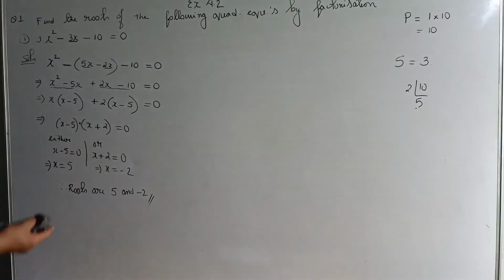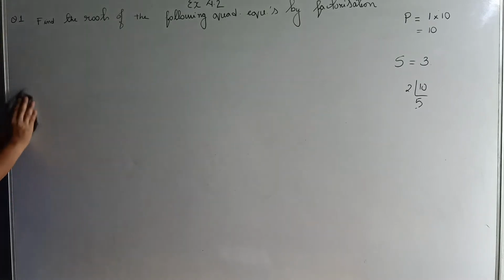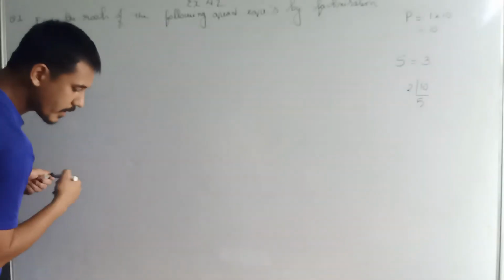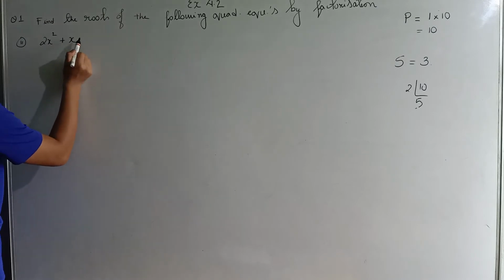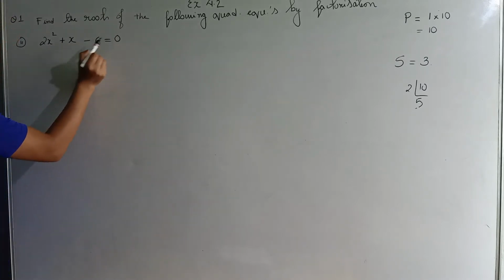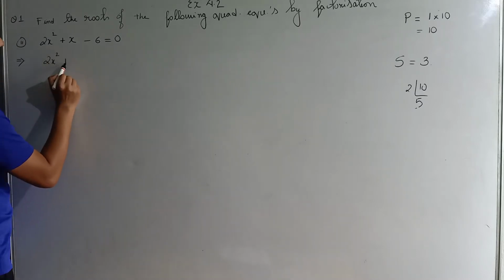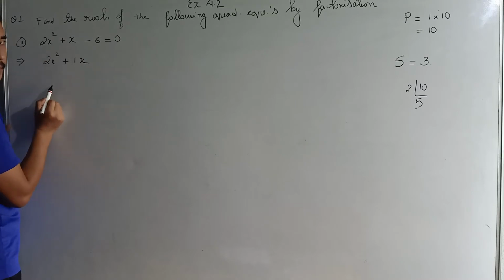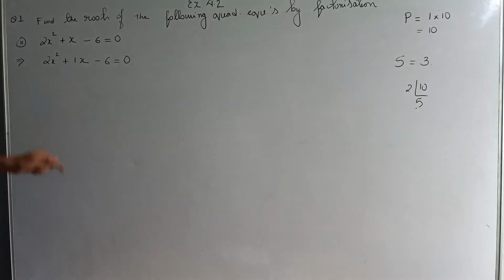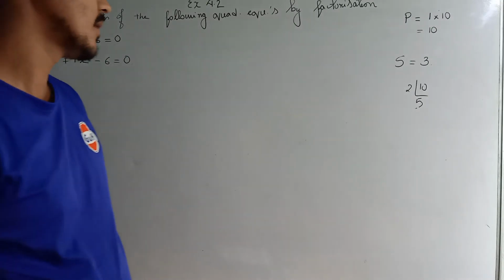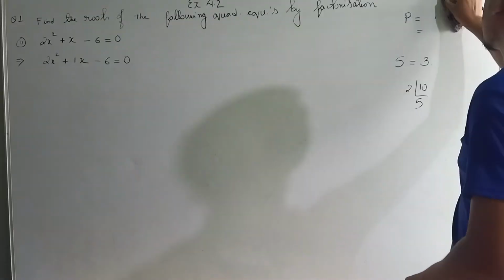Now let's proceed with the second one. With the help of your NCERT textbook, I'm going to write the question. Roman 2, 2x squared plus x minus 6 is 0. Here 2x squared plus x means the coefficient is 1, so 1x minus 6 is 0. Here your coefficient of x squared is 2, and the constant term is minus 6.